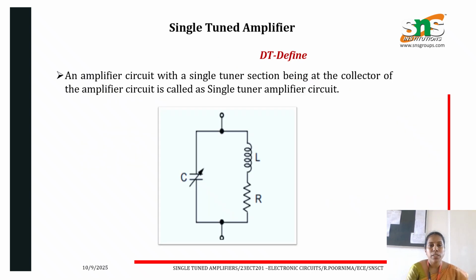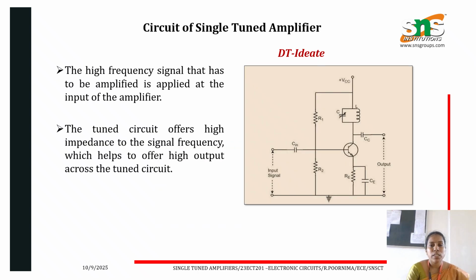And what is meant by a single tuned amplifier? Let's see the definition. An amplifier with a single tuner section. As shown in this diagram, we have a parallel tuned circuit. It is also known as a resonant circuit. This circuit is used in the transistor amplifier circuit. So this is known as the single tuned amplifier circuit. Let's see the circuit diagram for the single tuned amplifier.